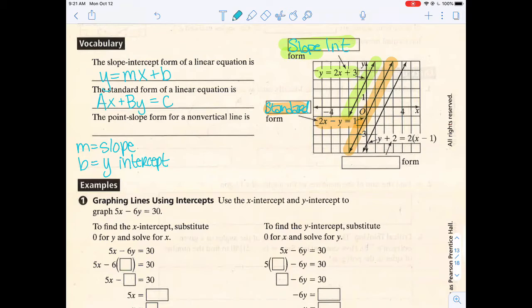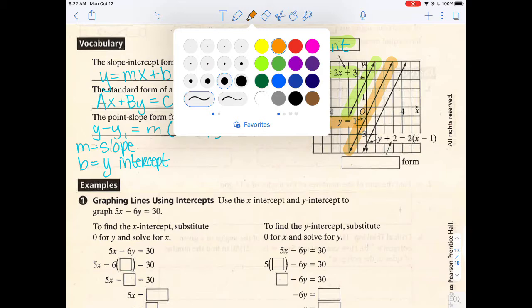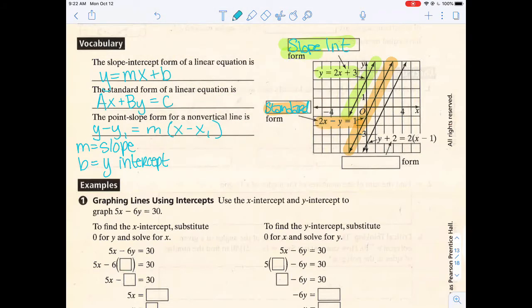And then our last type of line is point slope form for non-vertical lines. So it can't be a straight line. It's y minus y1, where y1 is one of the y values, equals m times x minus x1. So you're only replacing the y1, the m, and the x1. And so this line is in point slope form because it has y plus 2 equals 2 times x plus minus 1. And that would be this line right here.